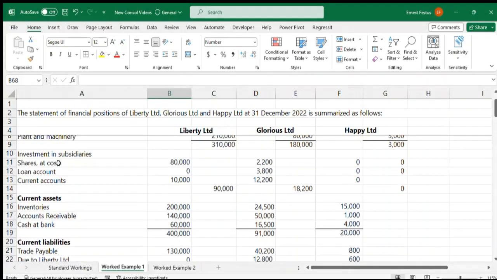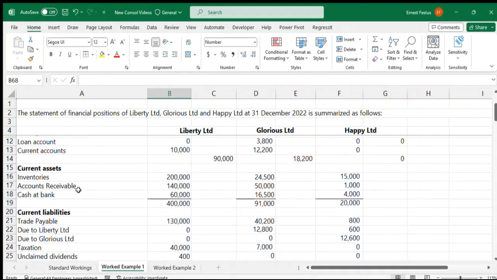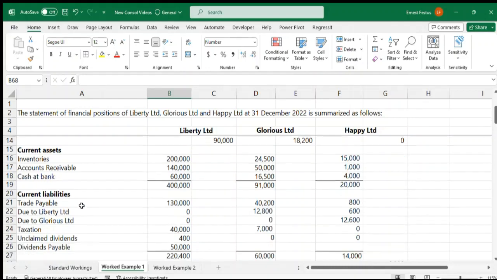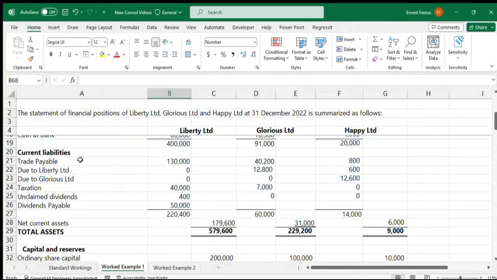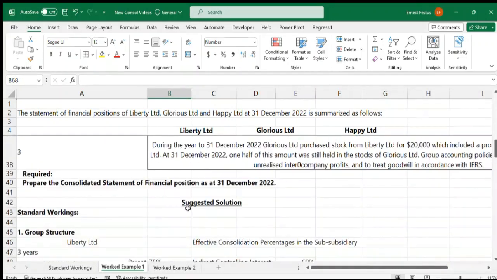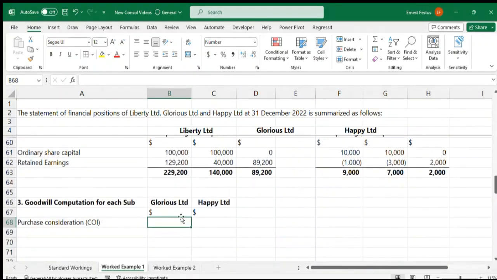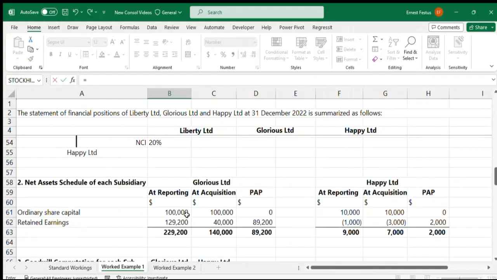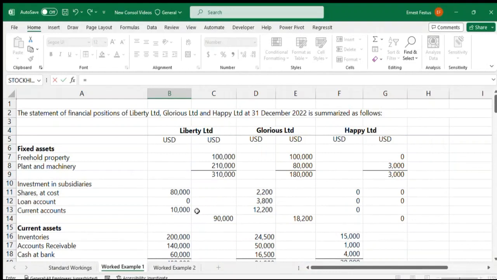And then we also have loan accounts, current accounts. We have current assets, inventories. So the current assets consist of inventories, accounts receivable, cash at bank. And then we also have current liabilities, which comprise trade payables, taxation, and unclaimed dividends, dividend payable. And we also have our capital and reserves. Alright, so we are looking for the amount you purchased, which we have already seen. So this is equal to the 80,000 here. This is the amount of investment Liberty Limited, which is the parent, made in Glorious Limited.